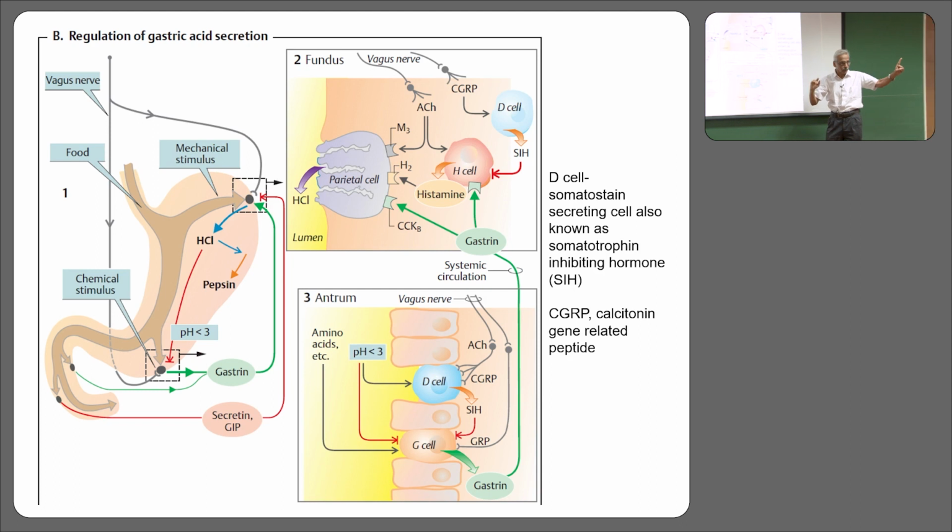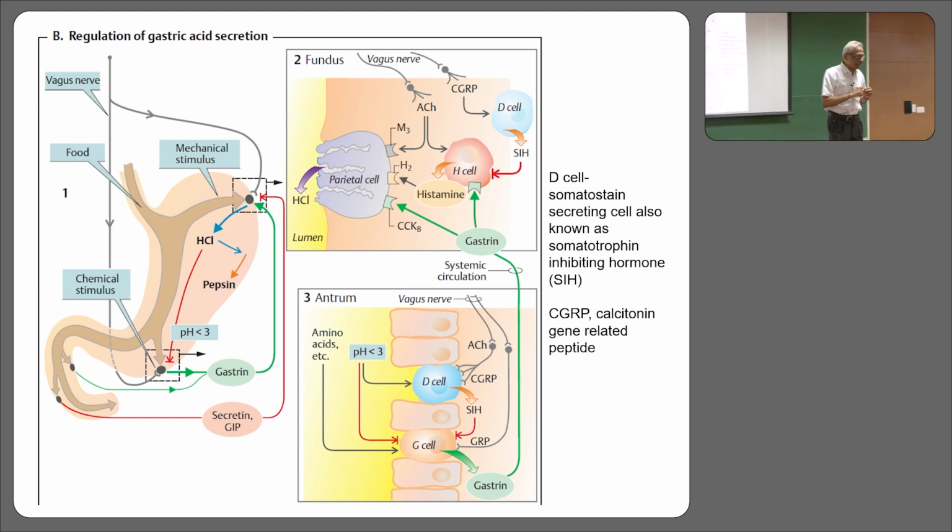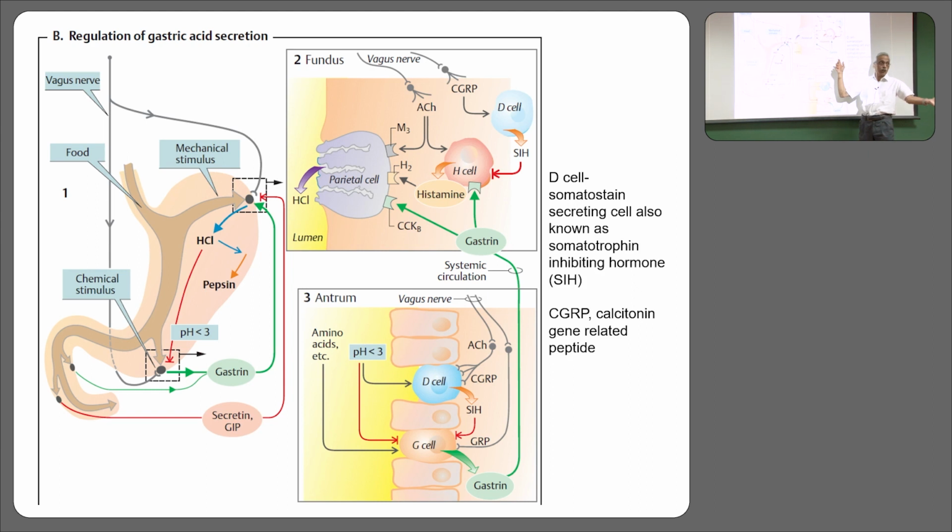That is one stimulation. The second stimulation is H2. What does H represent here? Histamine. Histamine comes from a different type of cell sitting in the vicinity, very close, right in the neighborhood, another cell.